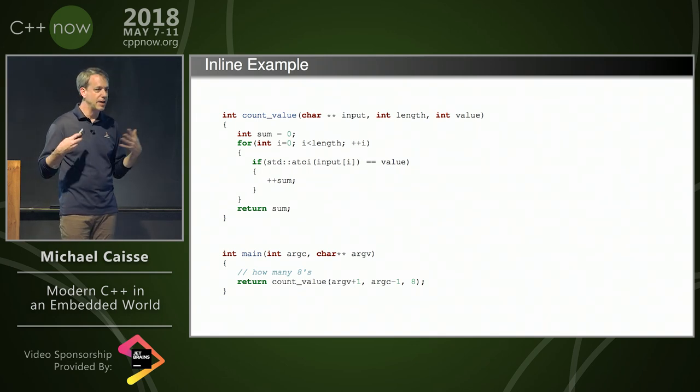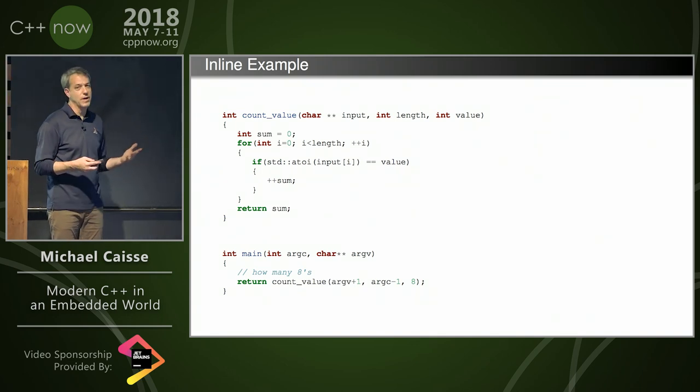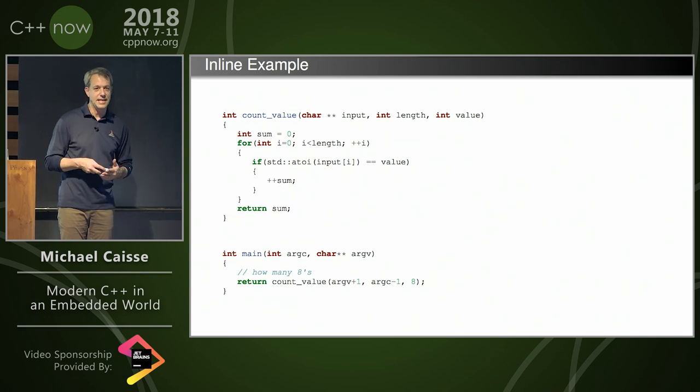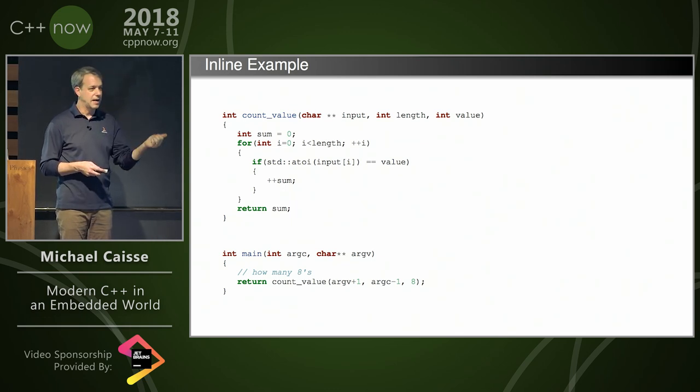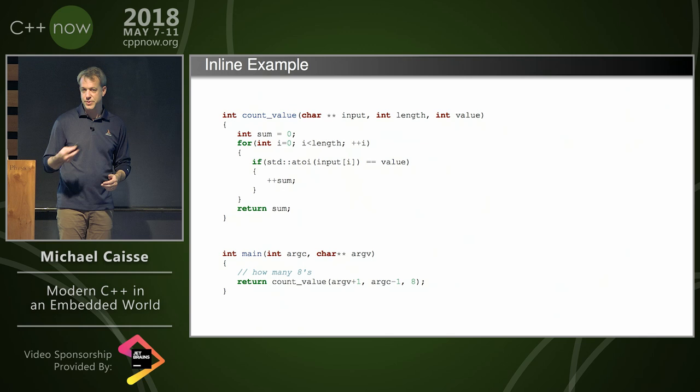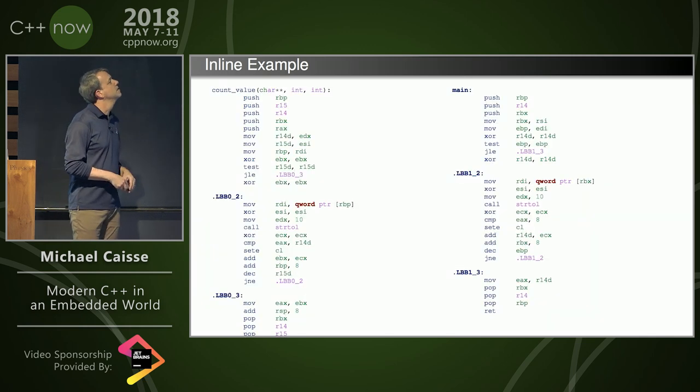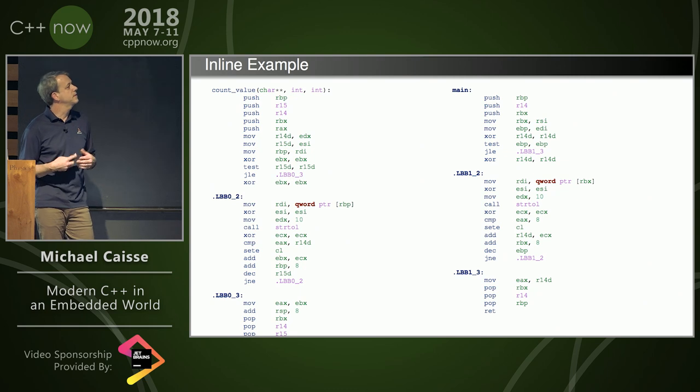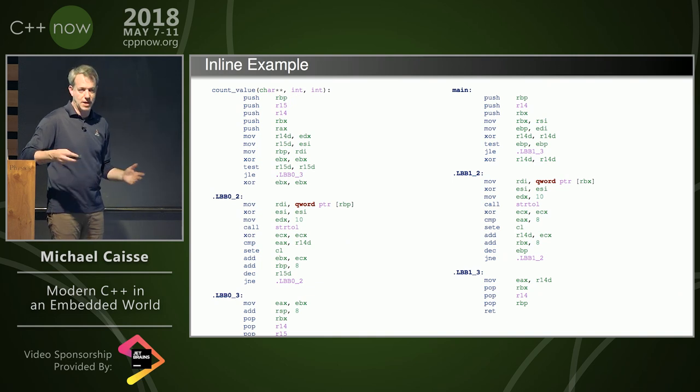We can just iterate through and try to figure out if the thing that's there is an 8, and if it's an 8, then I increment my sum, and at the end, I just return it. Make sense? All right. So this is the output for that, and it might be a little surprising. Just that it's so much.